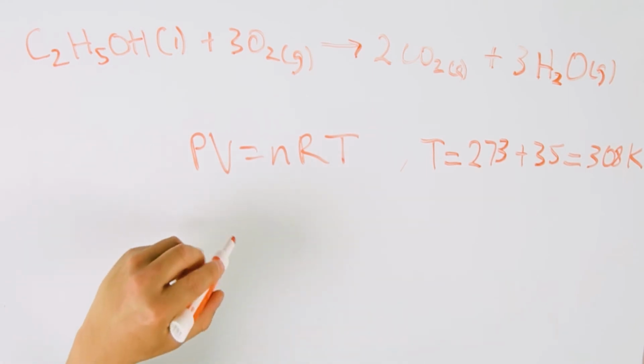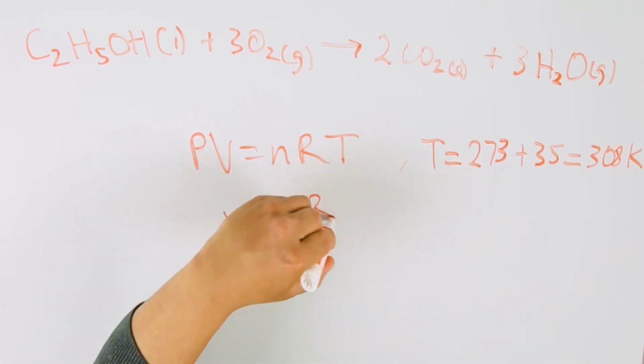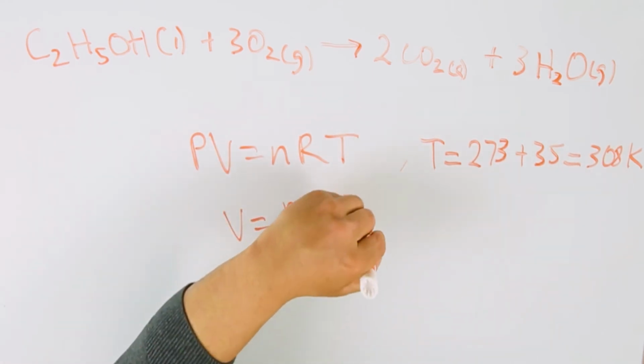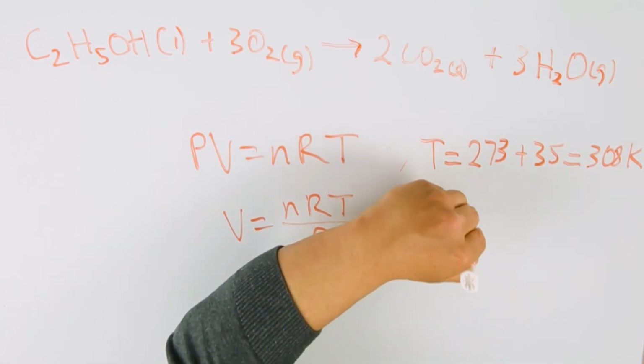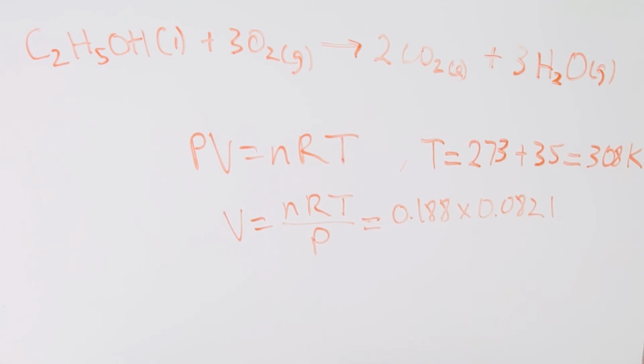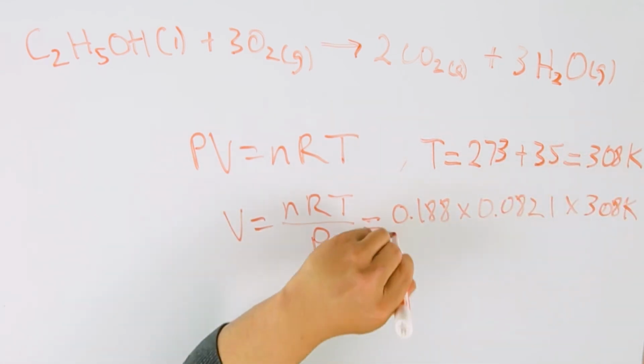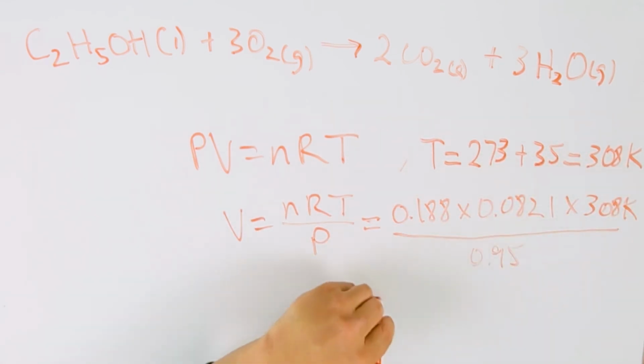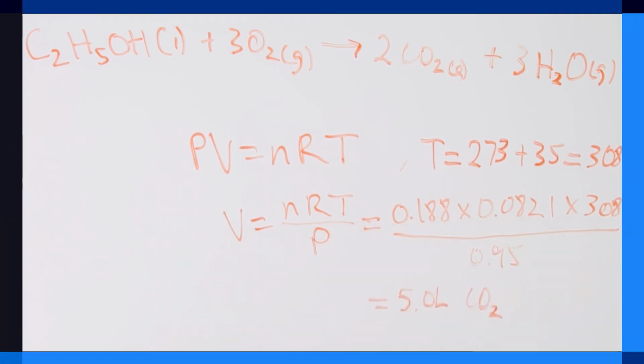So now we are just rearranging the formula, and that gives us V equals nRT over P, which equals 0.188 moles times 0.0821 times 308 Kelvin divided by 0.95. And that equals 5 liters of CO2 produced.